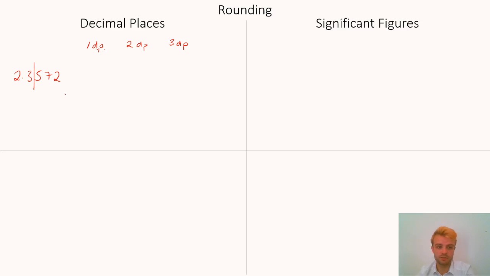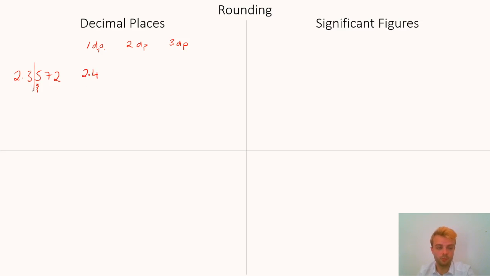But unfortunately, we can't just stop there and write 2.3. Because when we're rounding, we don't just look at where we want our number to stop. We do have to look at what number comes next. Now, the rule is, if the number that comes next is 5 or above, it actually pushes our last digit up. So in this case, our answer to 1 decimal place is 2.4.